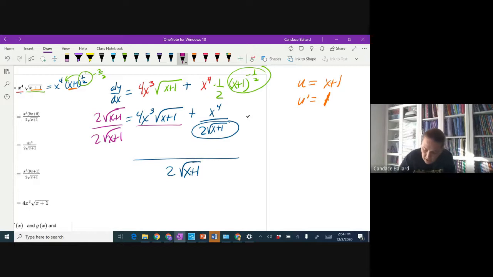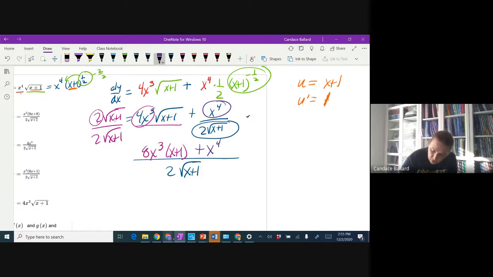All right, so the denominator is just going to be this, so I'm not worried about that. Here I would multiply the outsides together. So I have 2 times 4x cubed is 8x cubed. And then the square root of x plus 1 times the square root of x plus 1 would just be x plus 1. And from this part here, I'm just going to keep the x to the 4th. Then it doesn't look like I'm quite done yet. It looks like I need to multiply a little bit more.